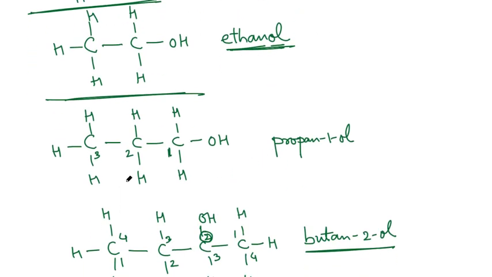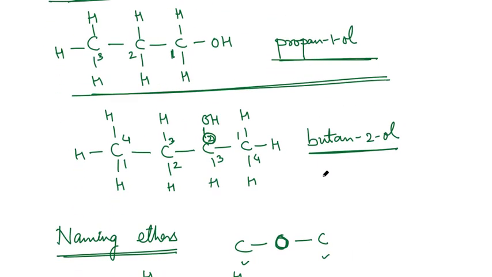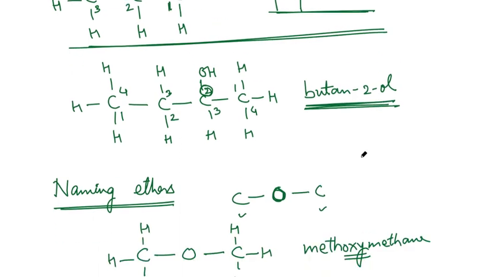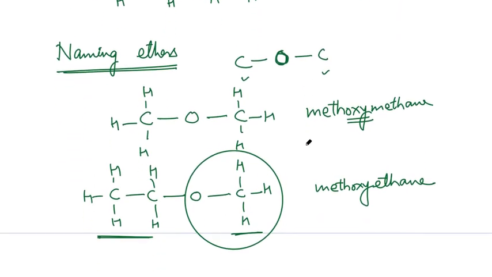In the same way, this is propanol, but after two carbon, if it is more than a two carbon chain, we need to mention the number of the carbon atom where OH is added. So in this case, OH is bonded to carbon number 1. So we have written the name here, propane-1-ol. In the same way, if OH is bonded to carbon number 2 and it is a 4 carbon chain, the name becomes butane-2-ol.